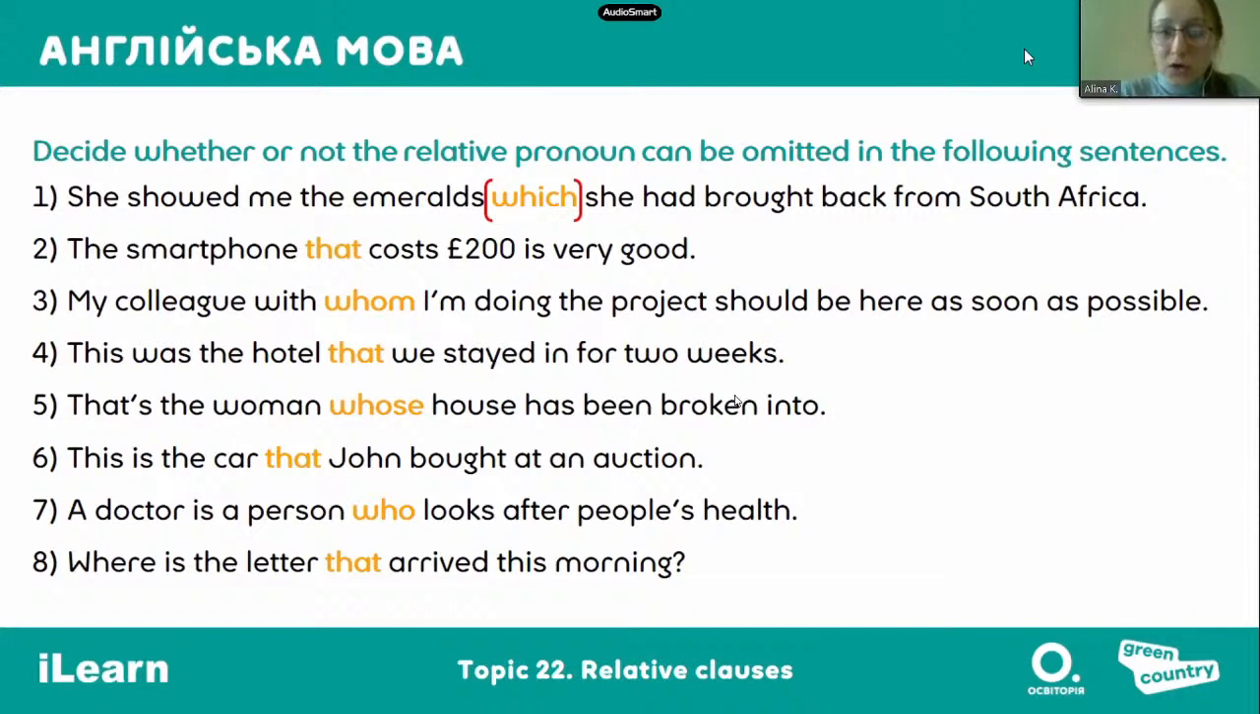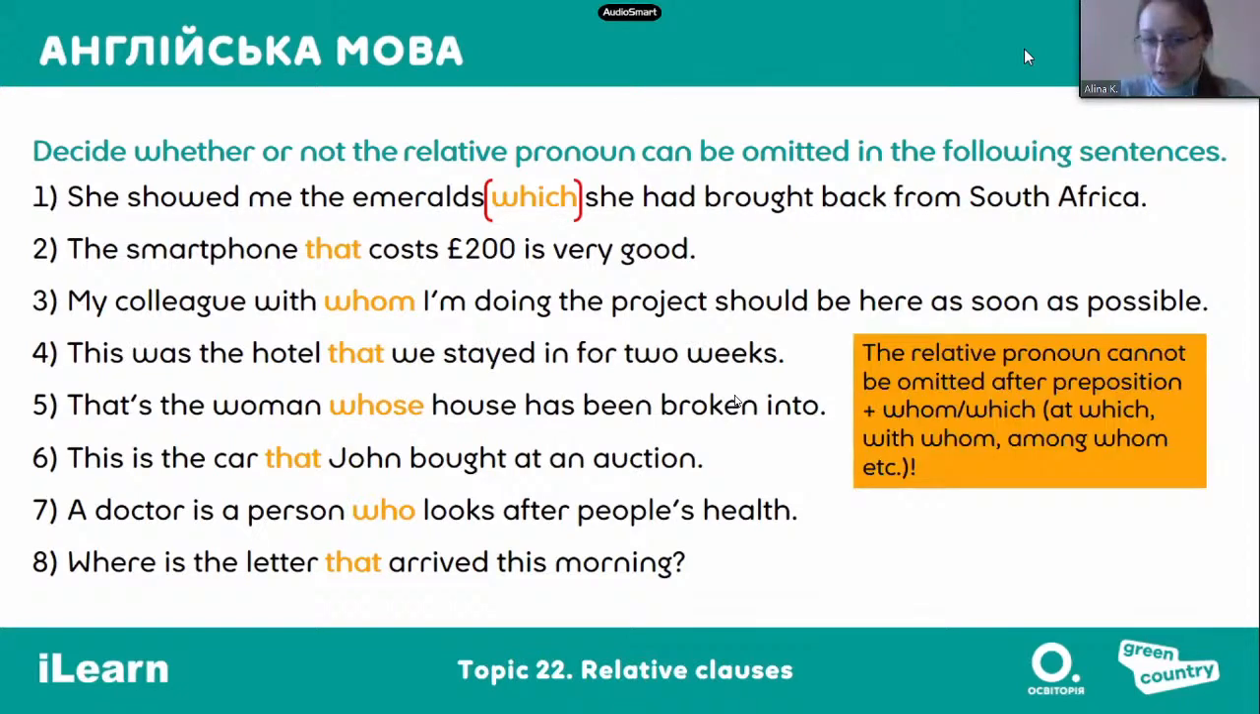My colleague with whom I'm doing the project should be here as soon as possible. Can we omit or no? No, we cannot, because if this relative pronoun is preceded with a preposition like with whom, at which, and whatever, да, тобто якщо перед ними йде at, with або будь-що, да, будь-який preposition, ми не можемо його опустити так само. Okay, let's go to number 4.